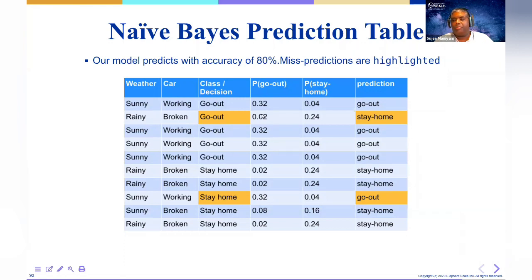And you can see, right? Again, it calculates the decision for every single combination, and then it predicts the one with the highest probability. So it gets most of them right, but the yellow ones are mispredictions.